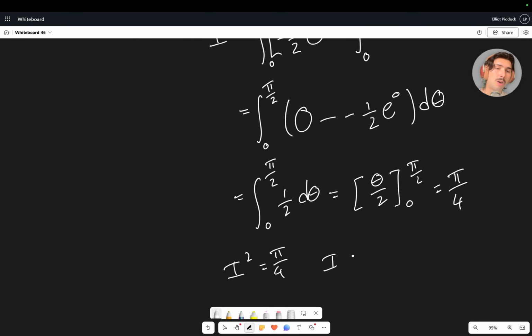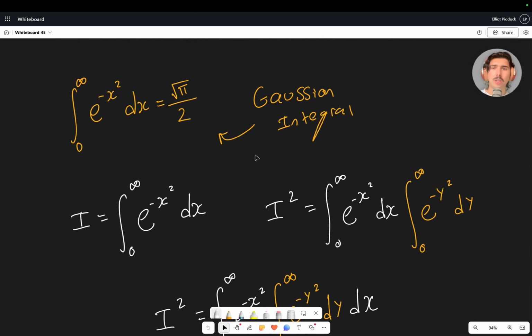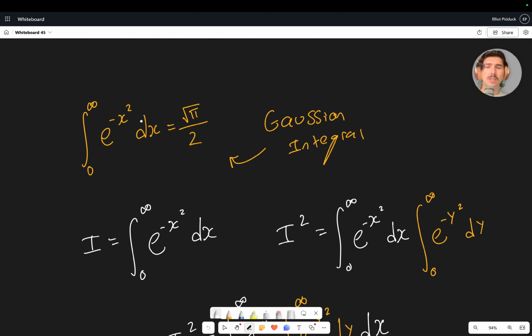That means that I is the square root of pi over 4. This can be rewritten as the square root of pi divided by 2. And that is the value of this Gaussian integral. So the integral from 0 to infinity of e to the minus x squared dx is indeed the square root of pi over 2. Very cool.